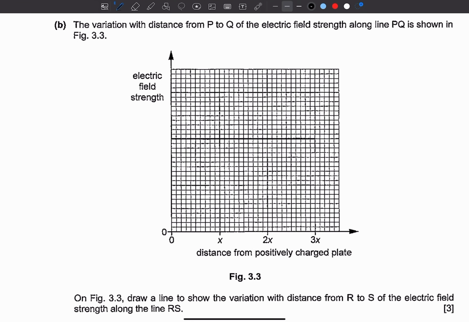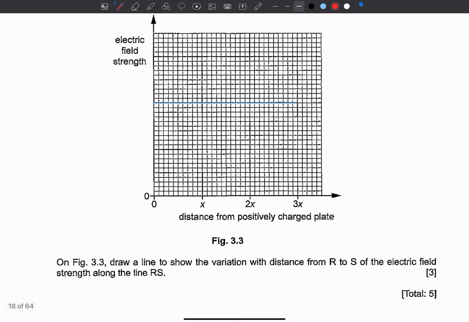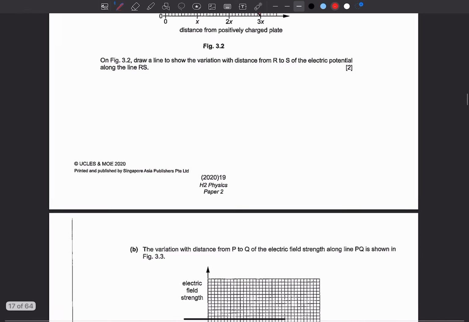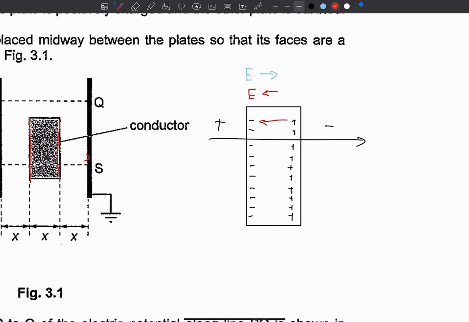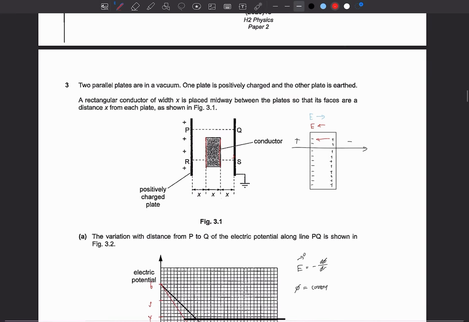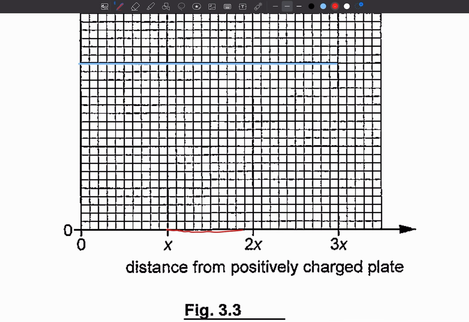Okay, for part B, the variation with distance from P to Q of the electric field along line PQ is shown in figure 3.3. It's not very clear, so I will draw it. I'll highlight it in blue. Now they want us to draw the line to show the variation with distance from R to S of the electric field strength along line RS. As previously discussed, in the conductor, the E field strength is actually 0. So we can start off by drawing 0 right here from X to 2X.